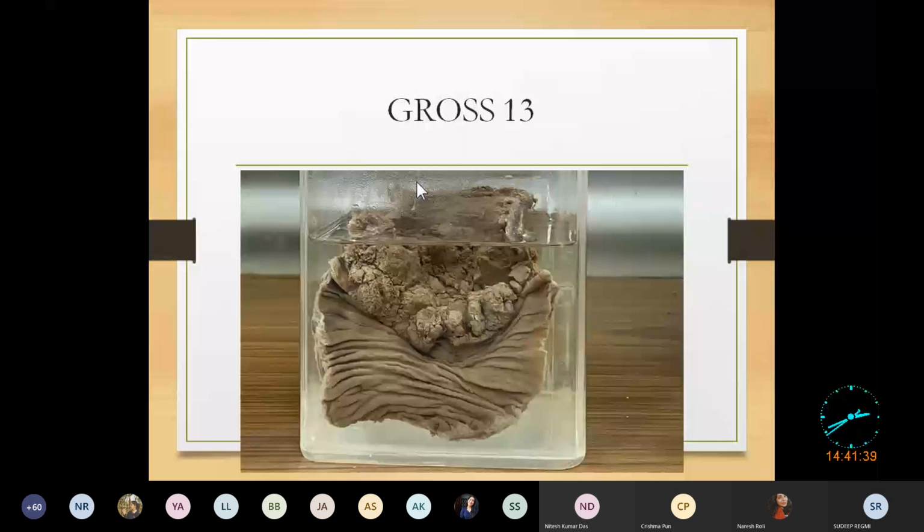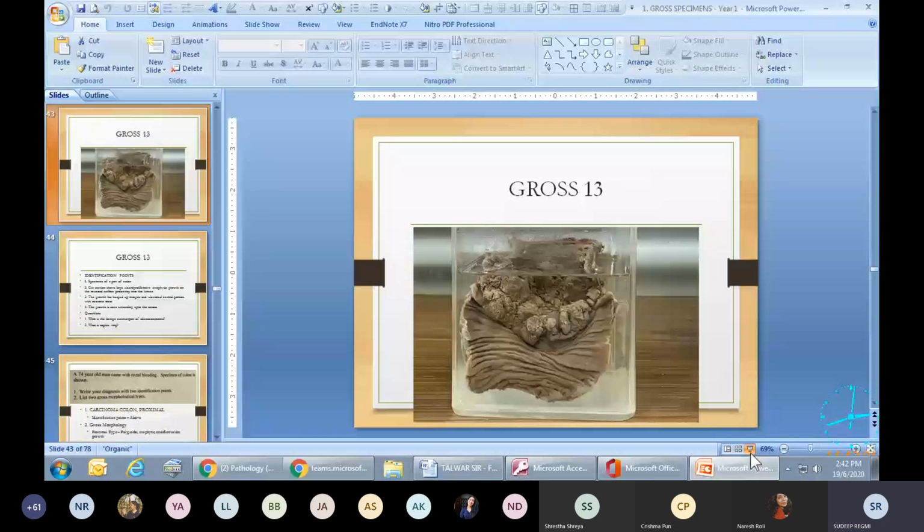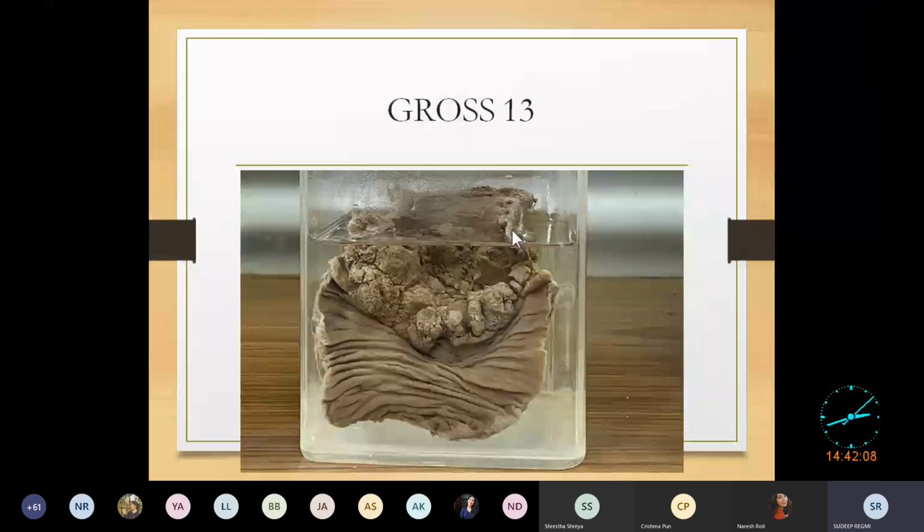Am I audible? Are you hearing me? Yes, sir. Okay. Then please give your opinion on this gross picture. Any one of you. No matter whether you are right or wrong, whatever you have seen, just say that.